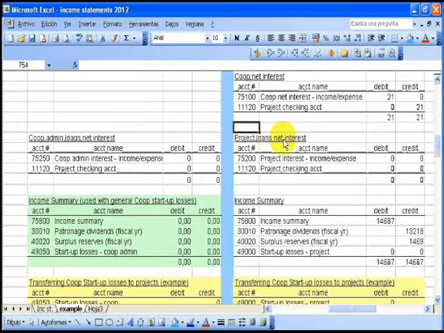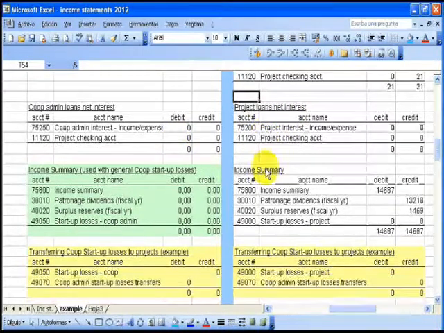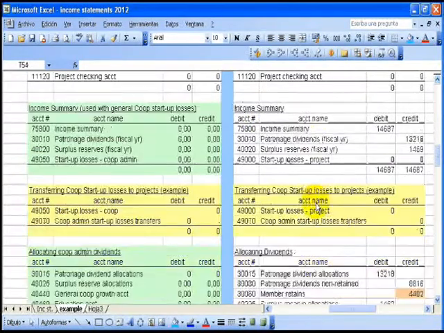Now, these are the project loans net interest. So this is basically saying there were no loans. Now here's the important one, the income summary. The income summary is a very important journal entry.